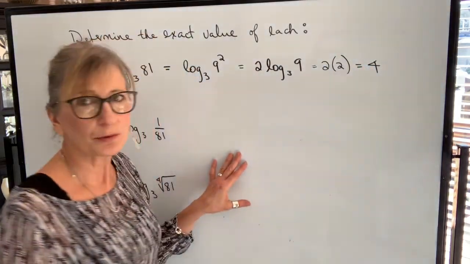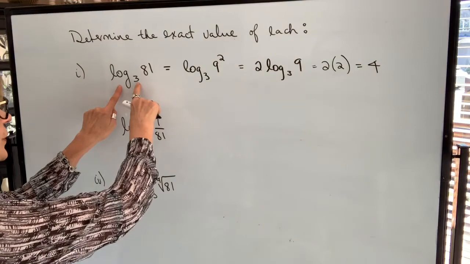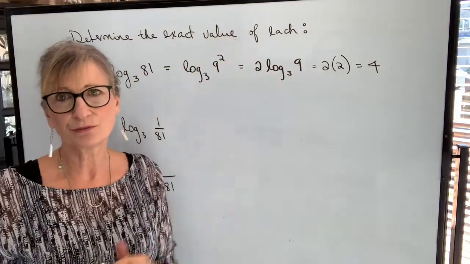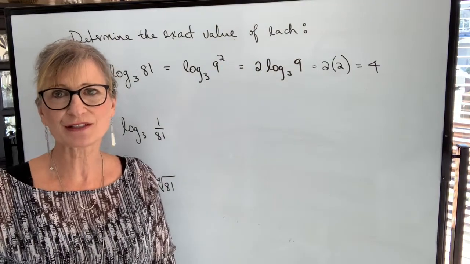So the exact value of that is 4. If you knew that 3 raised to the 4th power equals 81 right from the beginning, you can avoid using those properties and doing those steps.